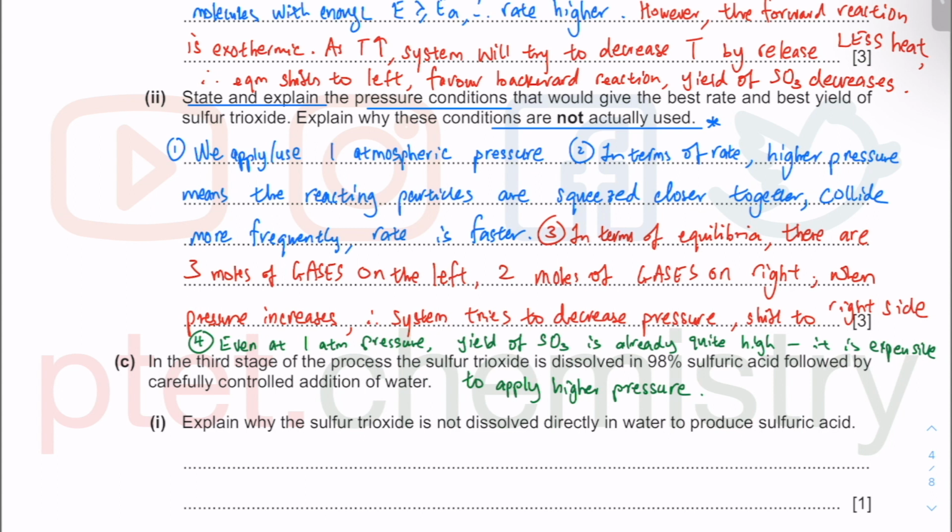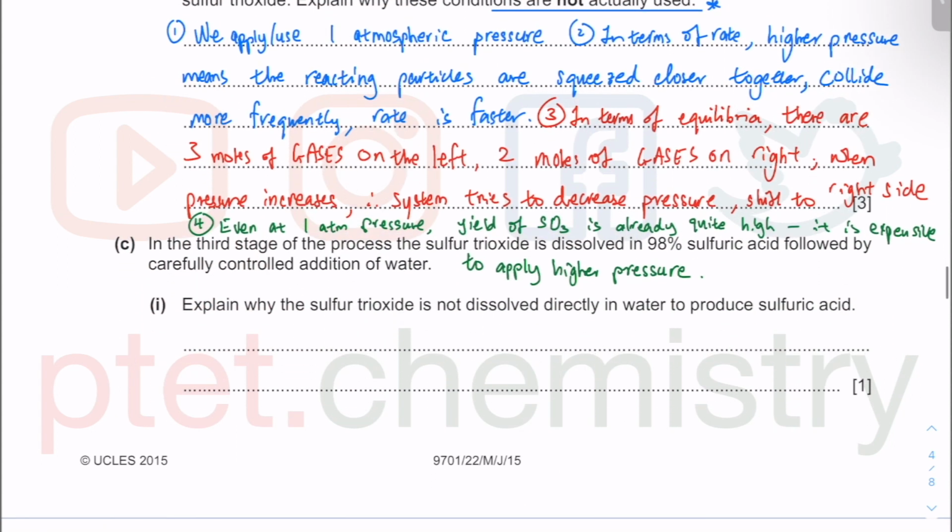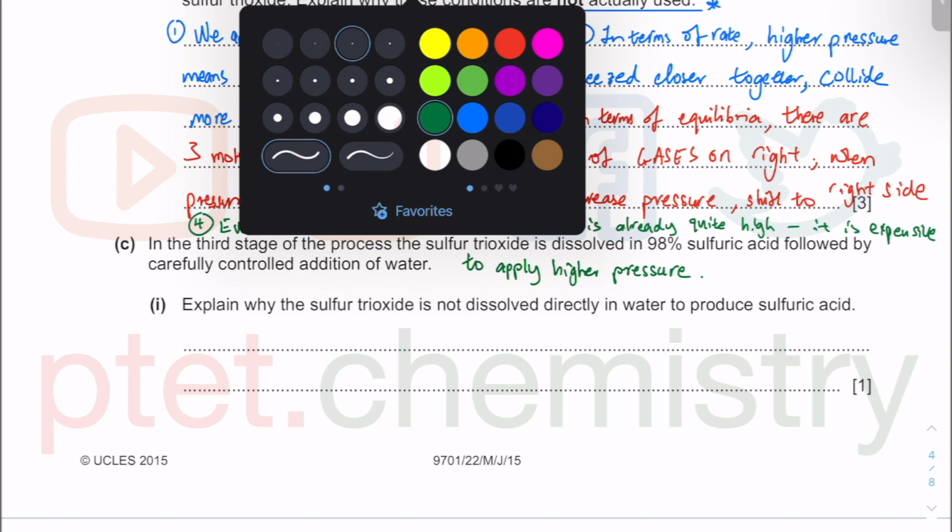Whereas in the Haber process, you really don't have an acceptable yield of NH3, and therefore you have to really increase the pressure to a much higher pressure. There's 200 atmospheric pressure for the Haber process to produce ammonia. I think I've written more than enough there.